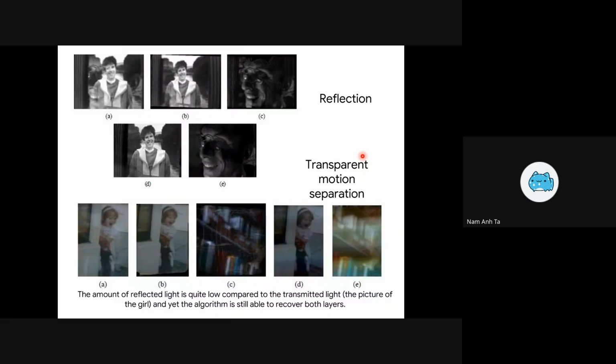For example, in a scene with an observer, the reflected subjects are A and B, and this is the observer C. We can process the layers to recover the true appearance of each subject, like D and E here, by separating the reflection from the background.